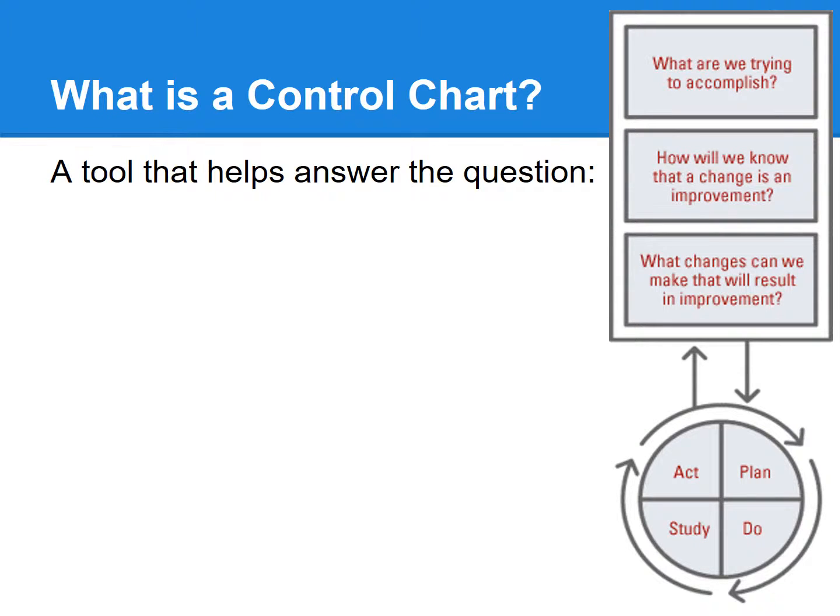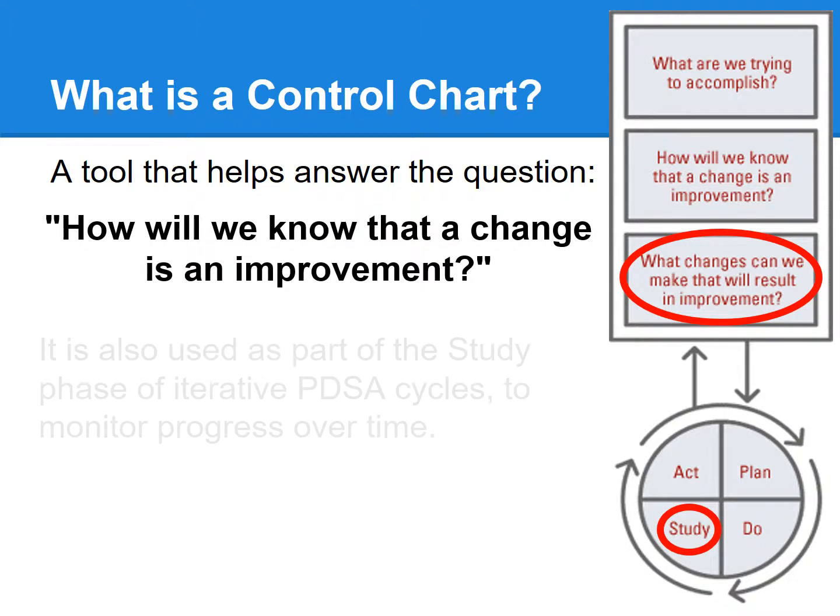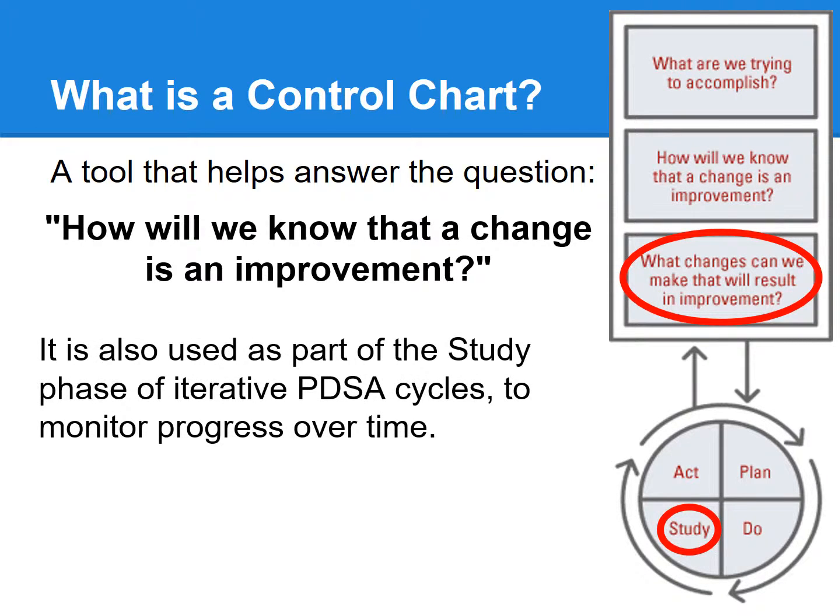A control chart is a tool that helps us answer the question, how will we know that a change is an improvement? It's used in a PDSA cycle as part of the study phase to monitor progress over time.